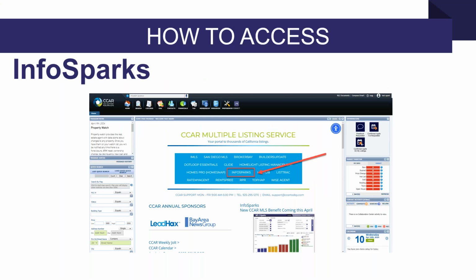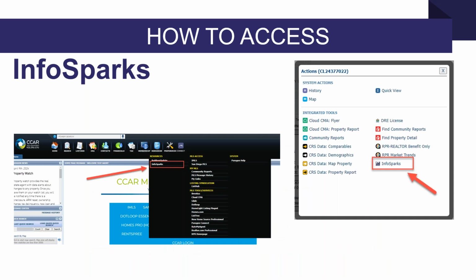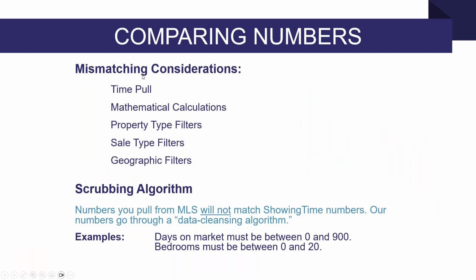Some frequently asked questions, again, how to access the tool. You've got the access point right on your home page of your Paragon site. You also have it under the resources tab and within your action box when you're in your listings. If you're pulling data and comparing it against the MLS data and you're seeing some inconsistencies, something to keep in mind is that when we're pulling the data, there may be mathematical calculations or different filters that we're using. If you ever have any questions, feel free to reach out to your MLS. If they don't know the answer, they know how to get a hold of us, and we'll help look into anything that might be of any concern.